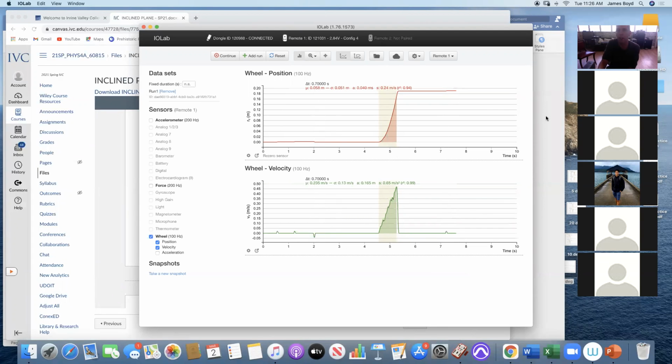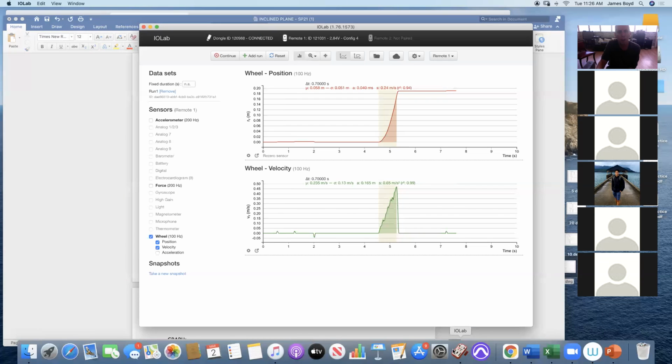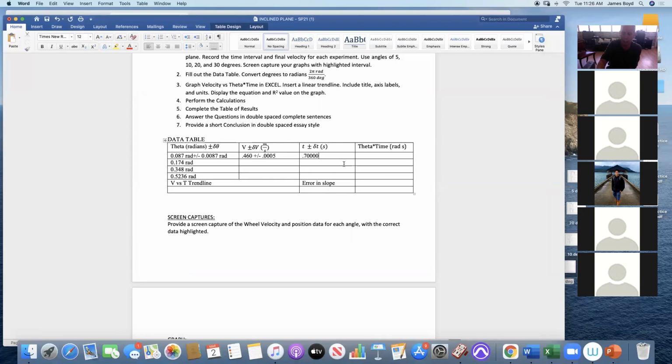70000. So 0.7 seconds, 0.7000. I believe it does 5, right? 1, 2, 3, 4. Yep, 5. So this is plus or minus half of that last digit, which is 5 times 10 to the minus 6.